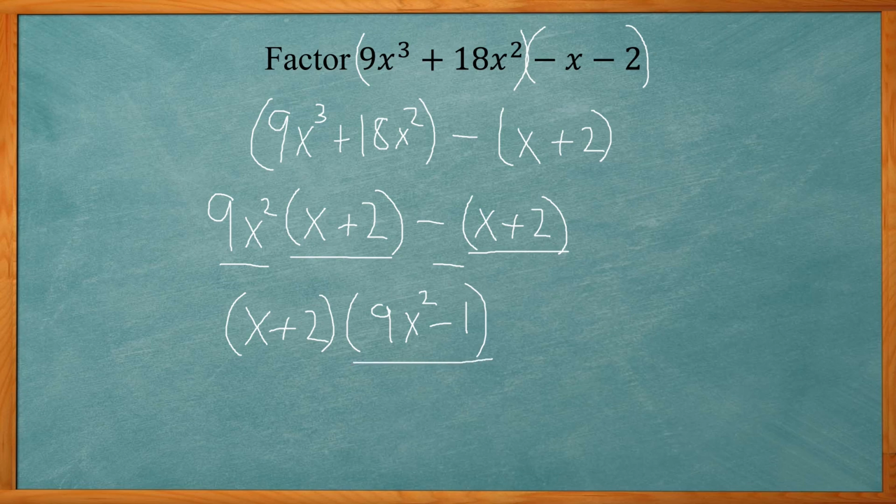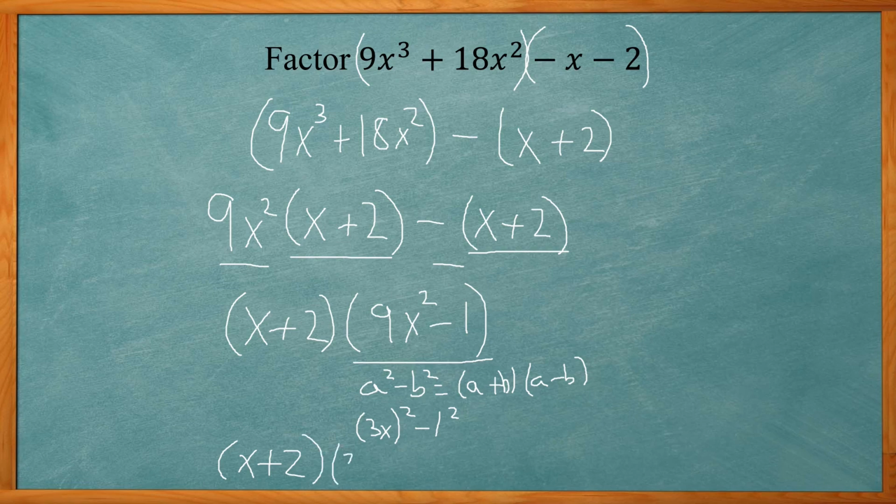Now if I look here, 9x squared minus 1, that's a difference of 2 squares. If I have a squared minus b squared, that's going to be a plus b times a minus b. So what I have here, I got 3x squared minus 1 squared. So my a is 3x, my b is 1. So I can change to x plus 2, I bring that down. And then my 9x squared minus 1 becomes 3x plus 1 times 3x minus 1. So this factors completely to give you the quantity x plus 2 times the quantity 3x plus 1 times the quantity 3x minus 1.